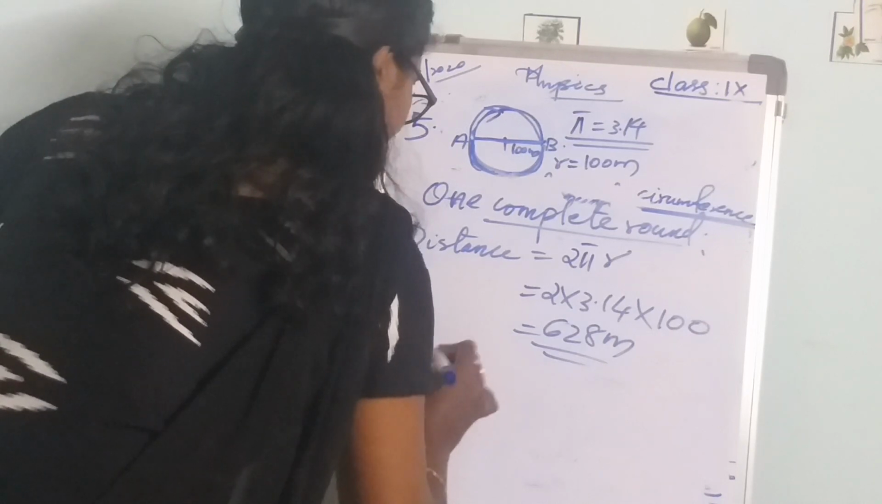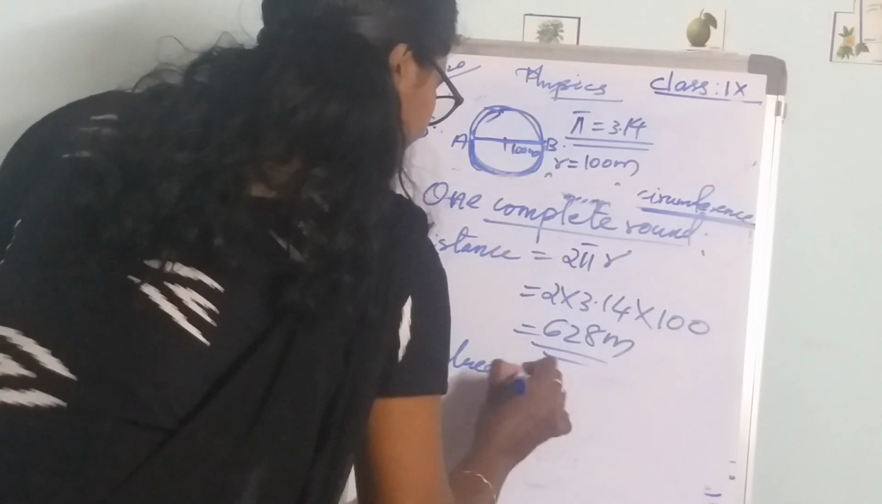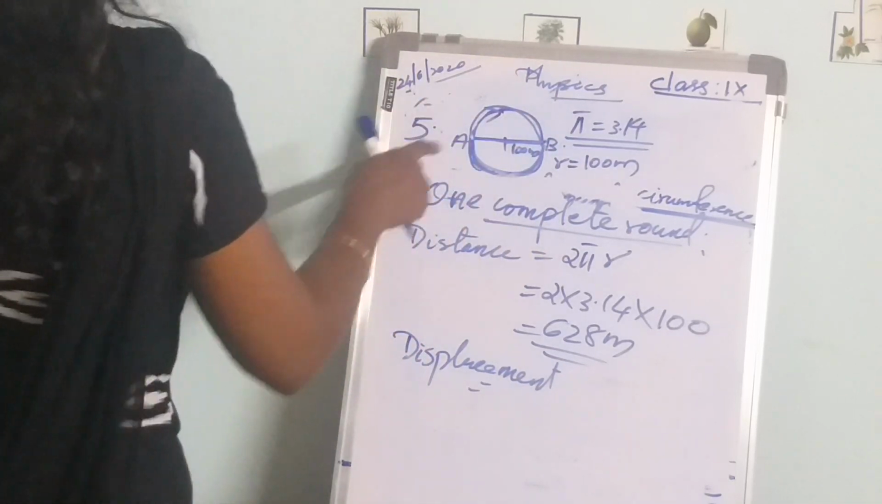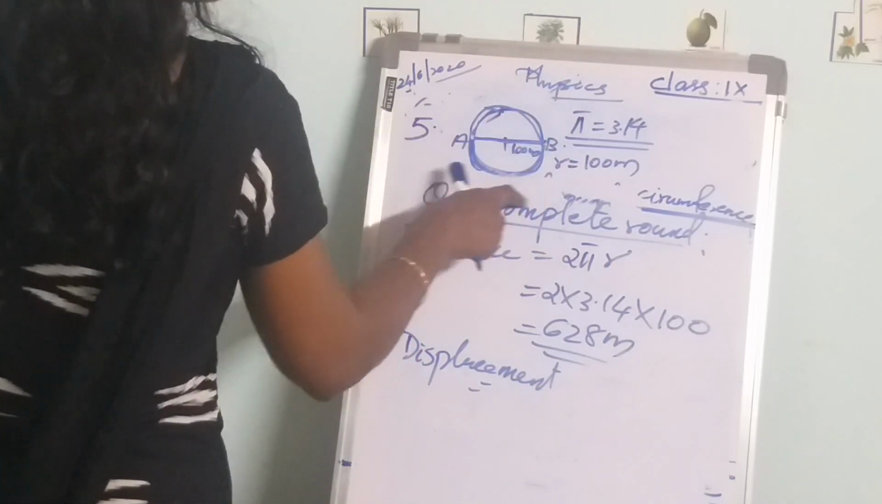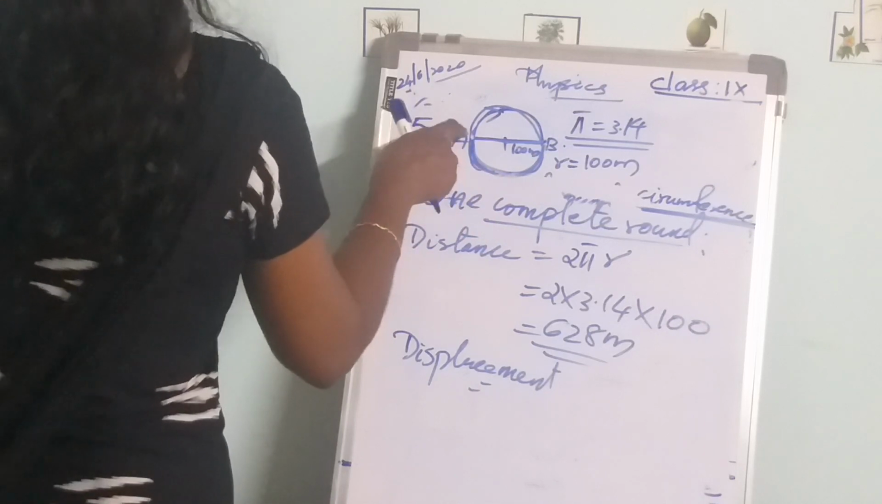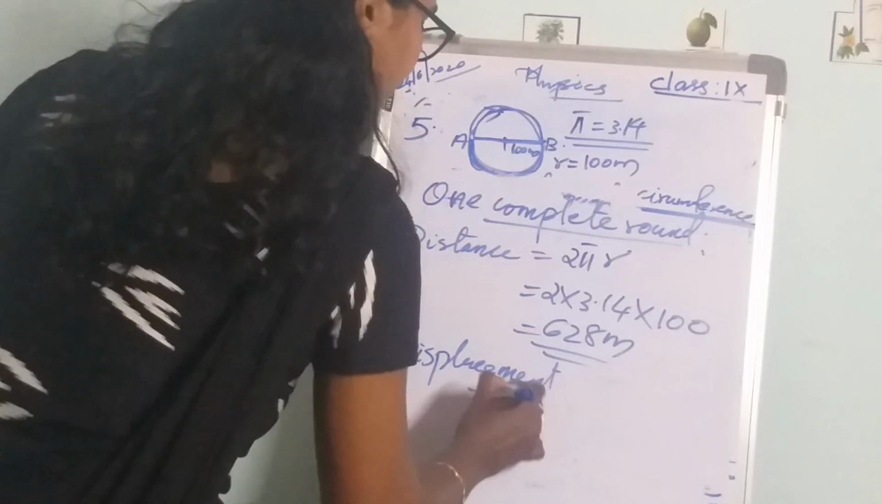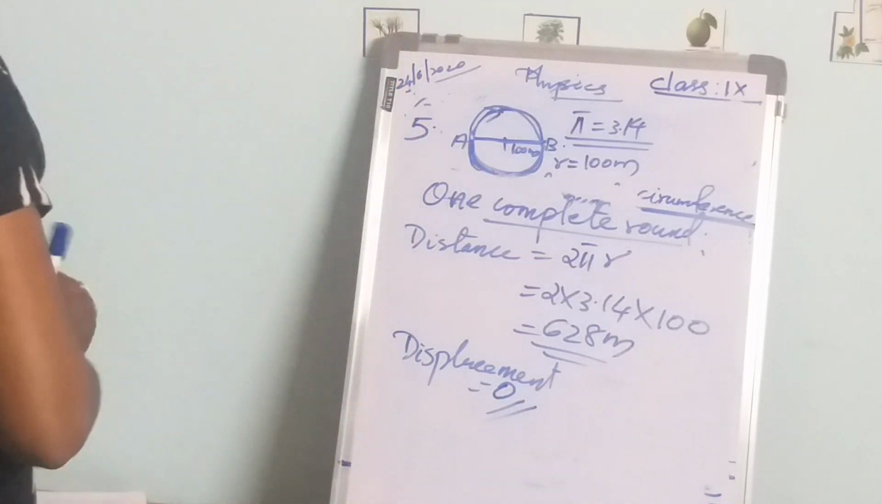Then what about displacement? When the man completes one round, he reaches his initial position. Suppose he started his journey from A, after completing one round he again reaches A. So the initial and final positions coincide, and the displacement is equal to 0.